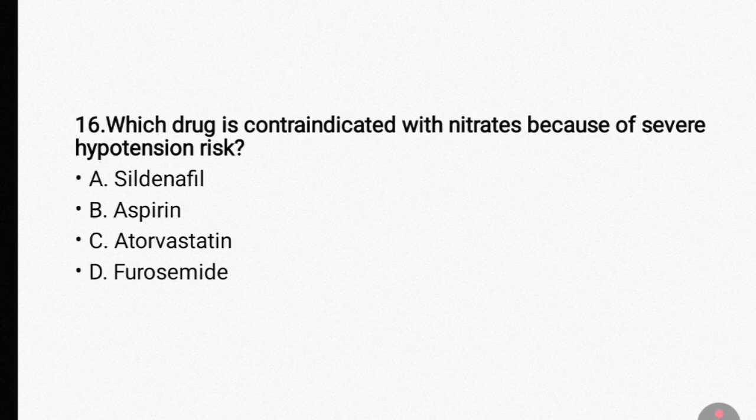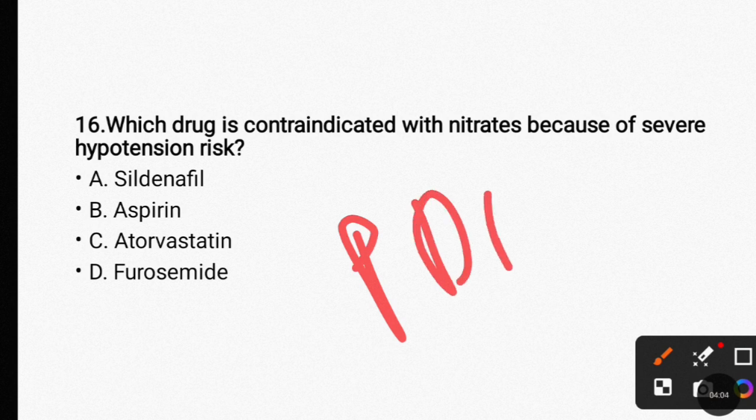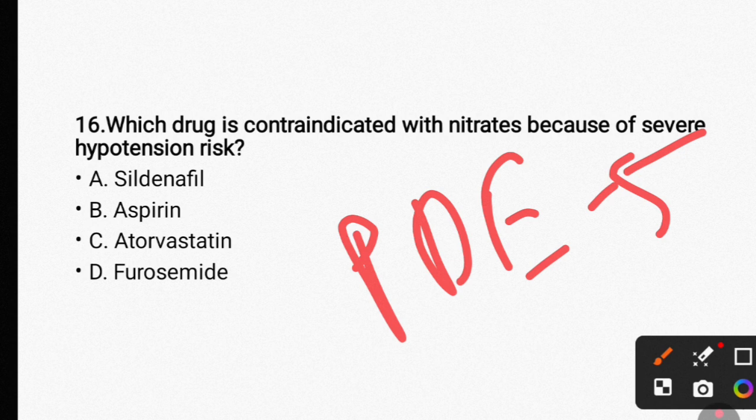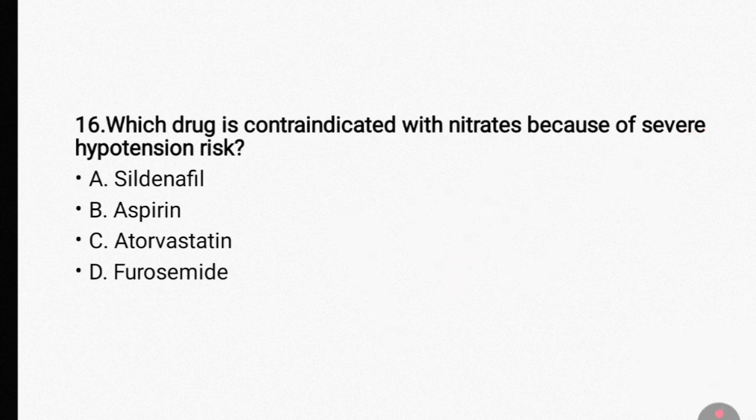Which drug is contraindicated with nitrates because of severe hypotension risks? From the above four options, the right answer is sildenafil. Sildenafil comes under the category of PDE5 inhibitor, and it acts as a vasodilator and is useful in the treatment of erectile dysfunction.